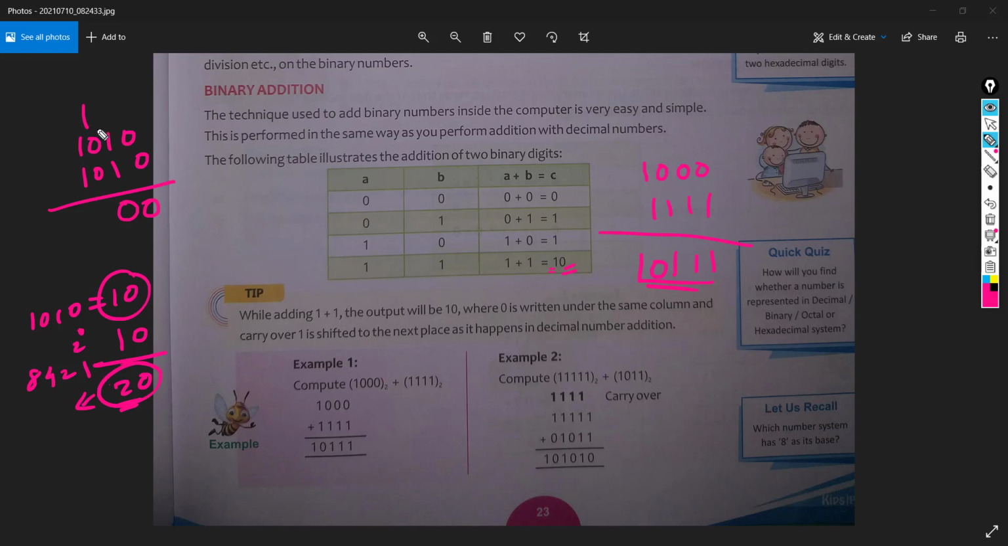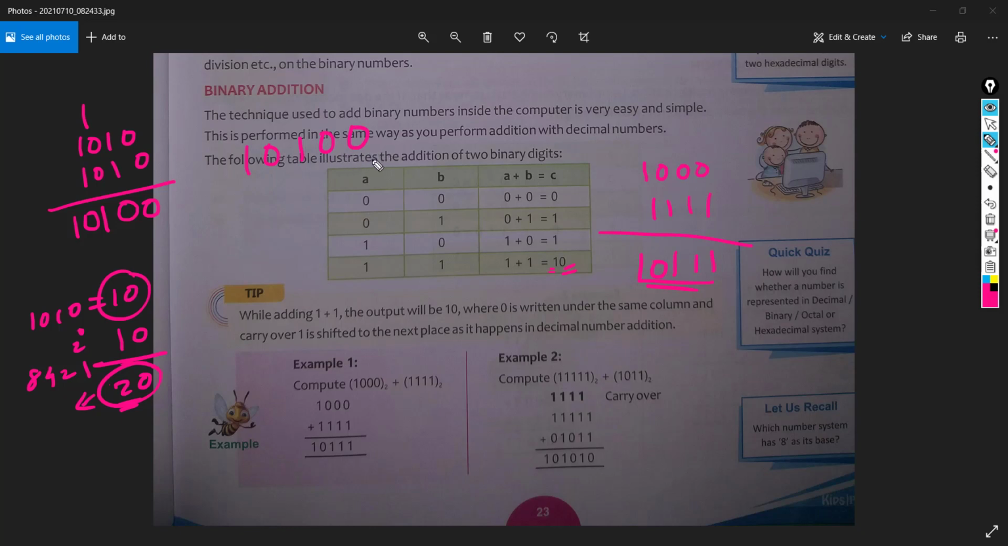Then we will add this column, 1 plus 0 plus 0, which is 1. Then one more column is remaining. So 1 plus 1 is 10. So we got the result as 10100. We need to check whether this is the correct result or not.